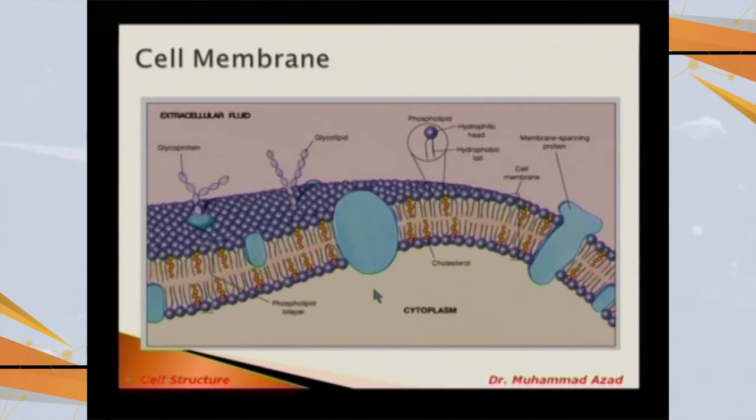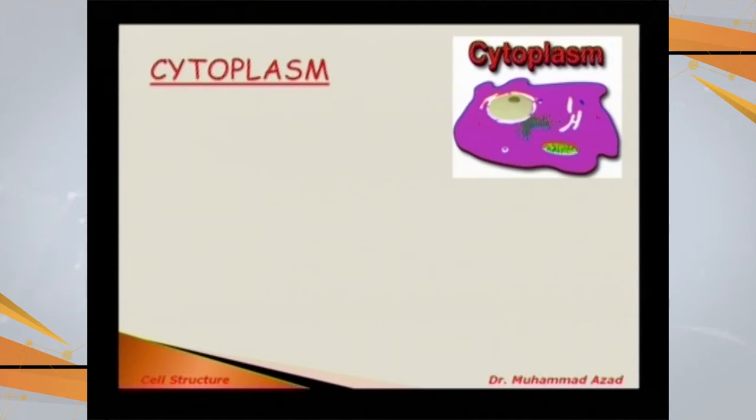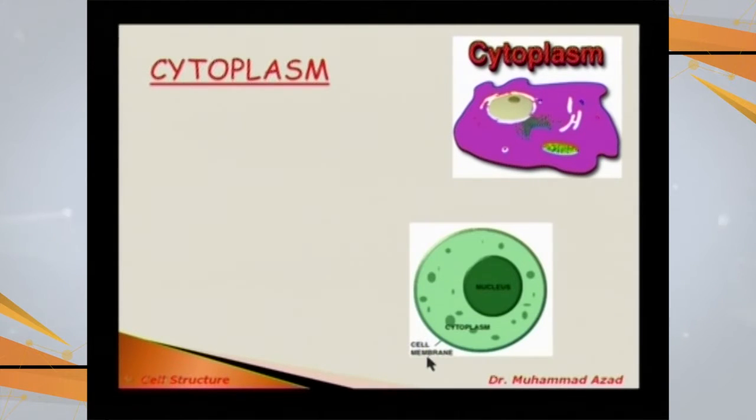Okay, looking at what is there inside the cell. This is the outer boundary, and we have already discussed the detailed structure and function of this outer boundary in our last two programs. What is there inside this outer boundary? That is a liquid part, the area from the cell membrane till the nucleus. This is the outer membrane, this is the nucleus. This area from the cell membrane till the nucleus is the cytoplasm.